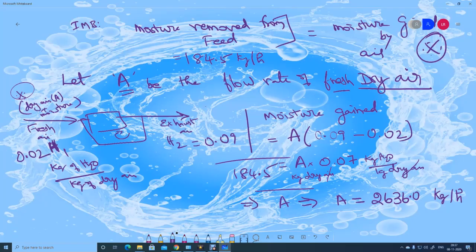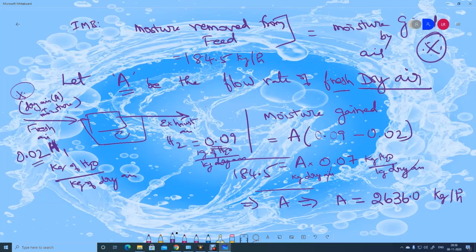So we have fresh air entering and exhaust air leaving. At steady state, whatever is the amount of air being recycled is the same, but whatever is the amount of dry air that is entering the system, the same amount will be present in the exhaust air also. So what is the moisture gained by it? Because the associated humidity is given. The leaving air is gaining the moisture from the solids, and it is leaving with high humidity, let me say 0.09 kg of water per kg of dry air.